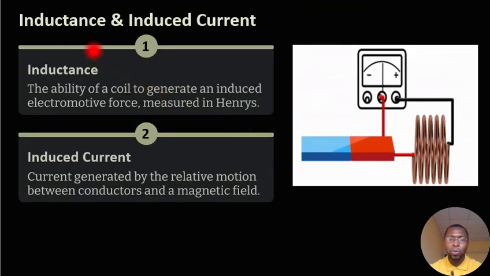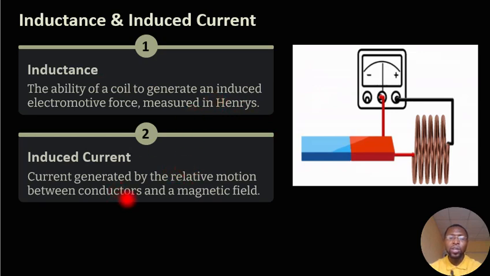Okay, now let's talk about inductance and induced current. The ability of this inductor to generate the voltage you talk about is what we call inductance. The ability of the inductor to generate the voltage or the potential difference, which we call electromotive force in this case, is known as what? The inductance. And inductance is measured in Henry. The unit of inductance is Henry.